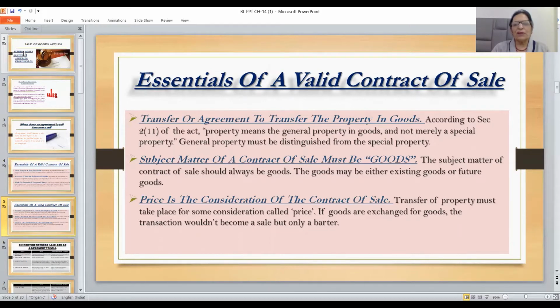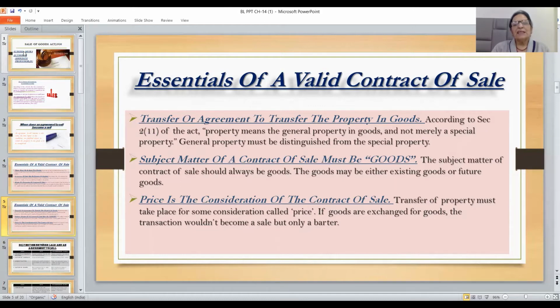Coming to the next point, which is the subject matter of a contract of sale. The subject matter of a contract of sale must be goods. The subject matter of the contract of sale should always be goods. The goods may be either existing goods or future goods. Under the classification of goods, I will explain in detail the meaning of existing goods or future goods.